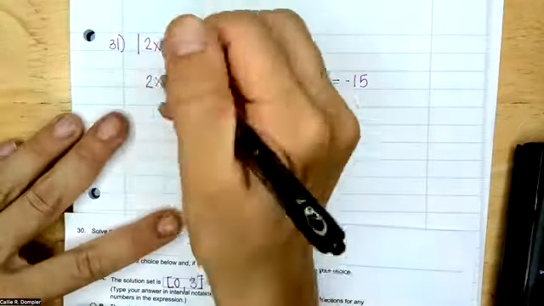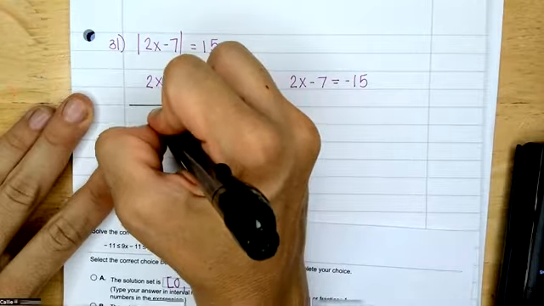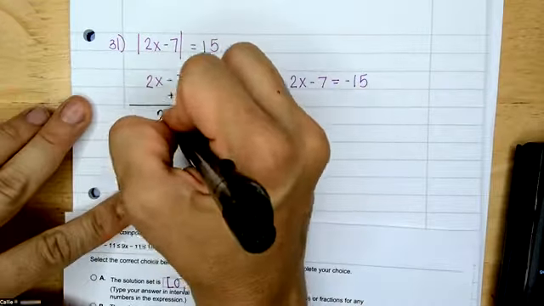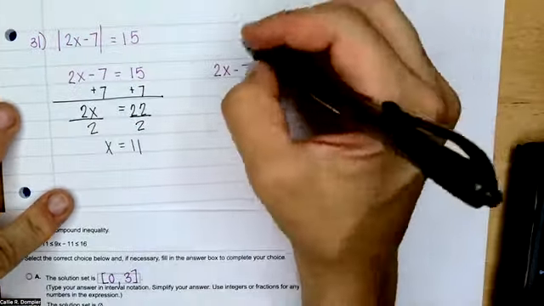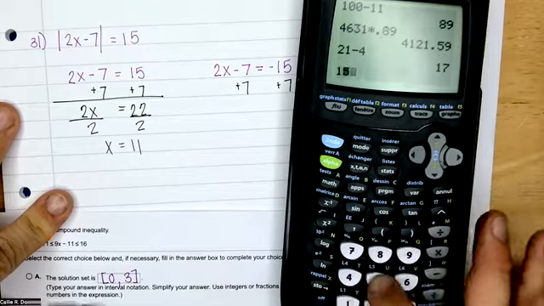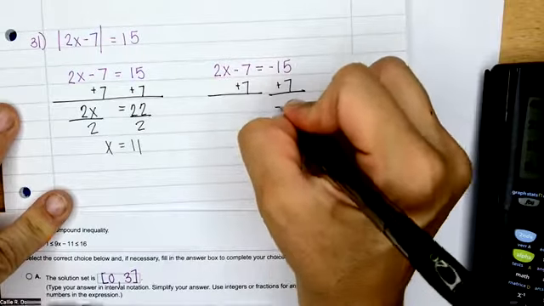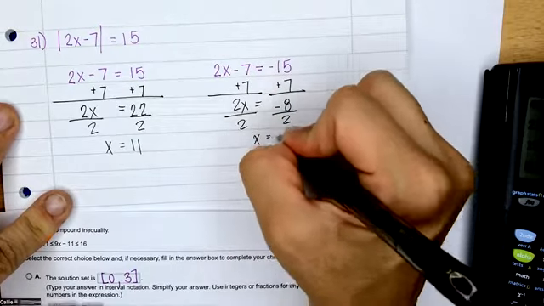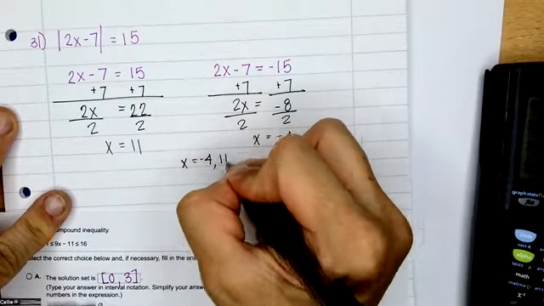Now just go ahead and solve them each, just like any other equation. 15 plus 7 is 22. 2x equals 22, divided by 2, x is 11. 2x minus 7 is negative 15. Add 7, add 7. Remember 15 and 7, but the signs are different, so you're subtracting and you get negative 8 is equal to 2x. Divide by 2, divide by 2, x is negative 4. So my answer here is x is negative 4 and 11.